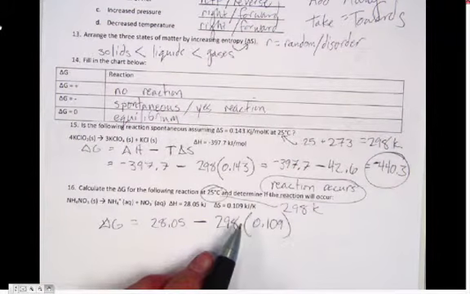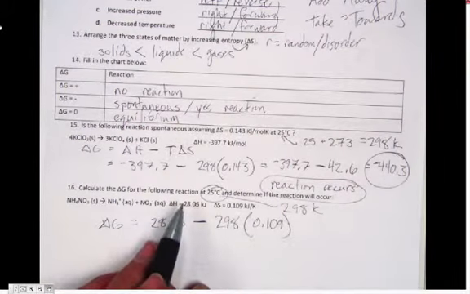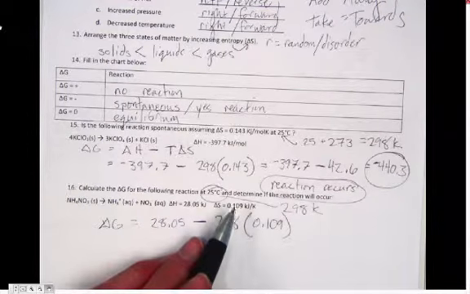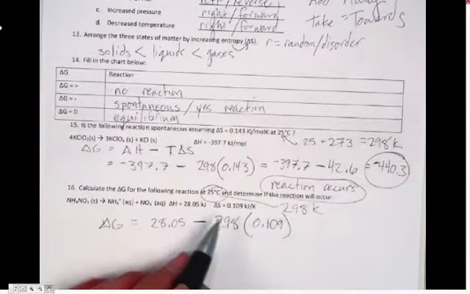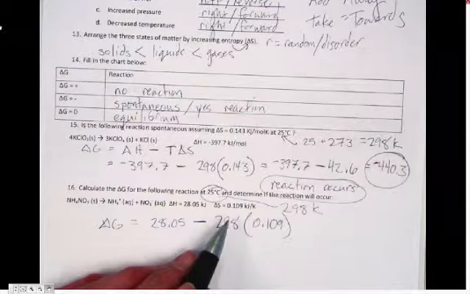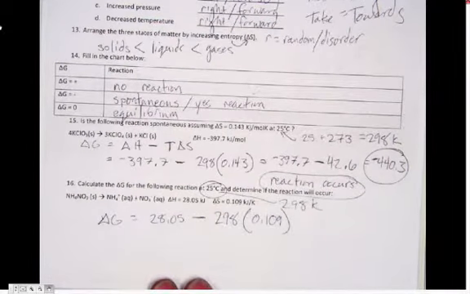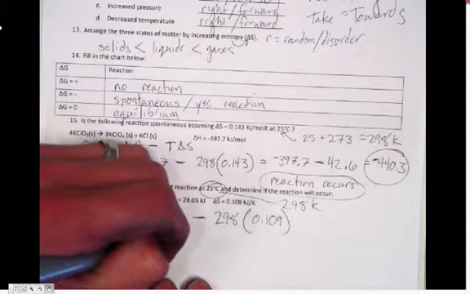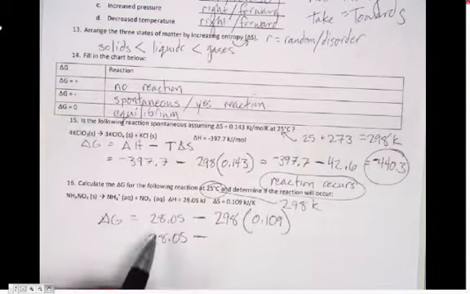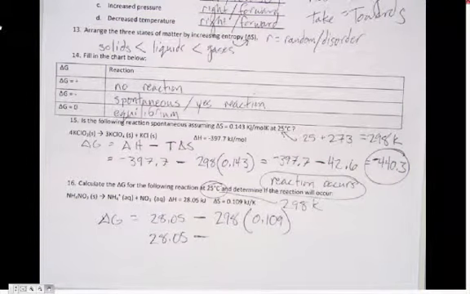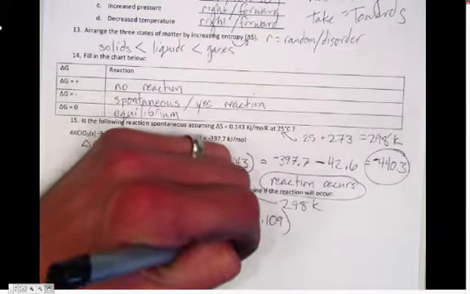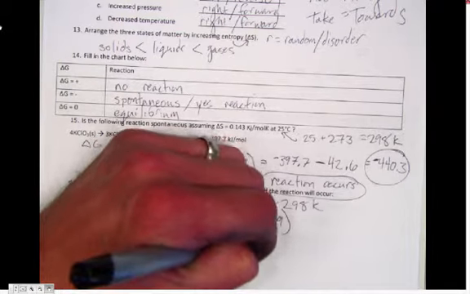Again, double check your signs. So here's my H, okay, positive there, positive there. My delta S, positive here, positive there. You don't have to check the sign of your temperature because it's always going to be positive, okay? So then I do my math, so it's going to be 28.05. I'm going to combine these two together, so 28.05 minus, and I'm going to do 298 times 0.109, which is going to give me 32.48. Okay, if you want to round that out to 32.5, that's fine.